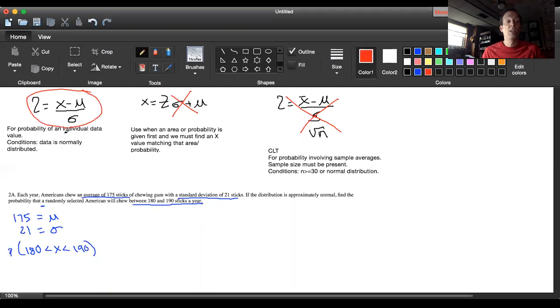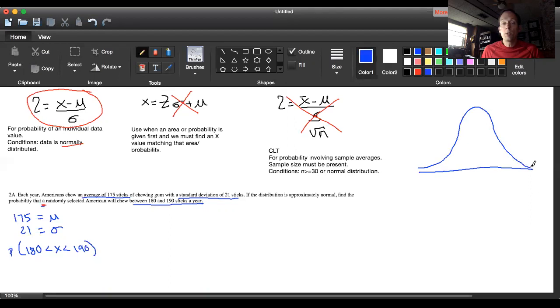And the tip-off is this one is for an individual data value, and they're asking us in the question about a randomly selected American. So I'm going to check my conditions, make sure that my normal distribution applies, and it does. They told me that my data is normally distributed. So I'm going to start to set up a curve here, right up here on top. At the center of the curve, I'm going to put my population average, which is 175. And my x values are 180, so I'll put in 180 here, and 190.